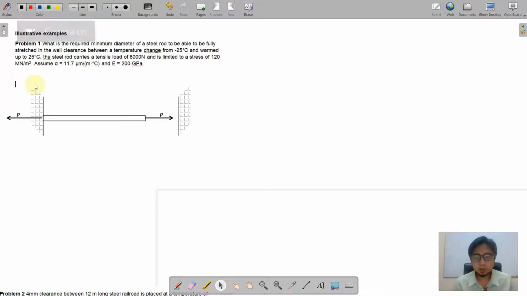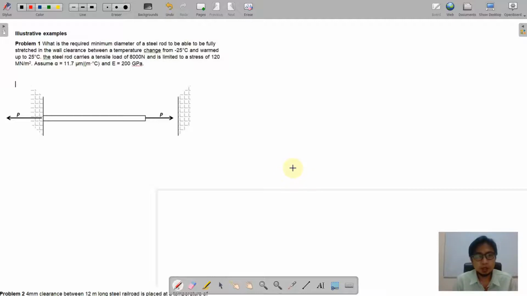Okay, so welcome to our next session. Today we are going to go over several problems on thermal stress. We had actually introduced the formula on thermal stress. To recap, thermal stress is simply the stress that is induced by a change in temperature, whether the temperature is cooling down or heating up.